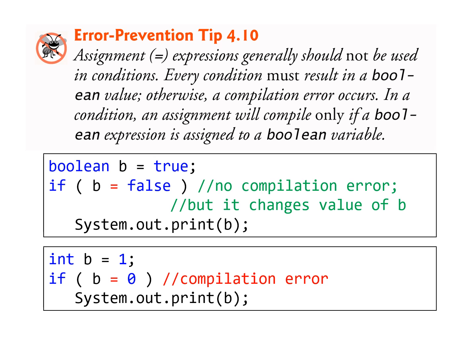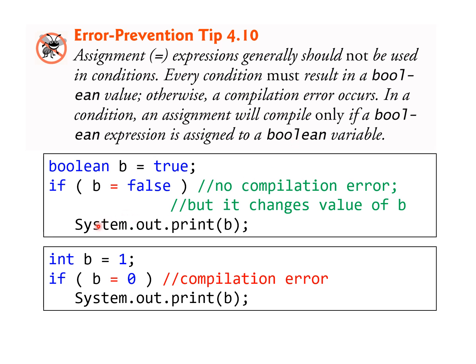Finally, I want to mention an error prevention tip related to Boolean expressions. In Java, the single equal sign is used as the assignment operator, but many beginner programmers tend to mistake it as the equality comparison operator, which is denoted by two equal signs. The equality comparison operator can be used in conditions, but the assignment operator should not. Every condition must result in a Boolean value, otherwise a compilation error occurs.